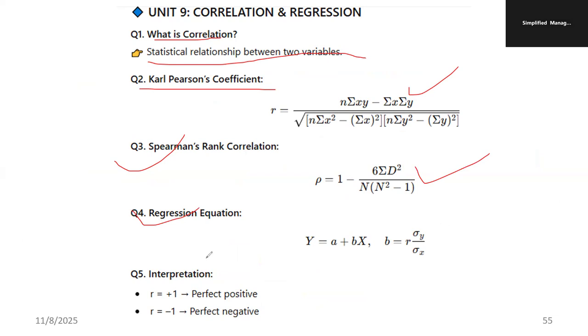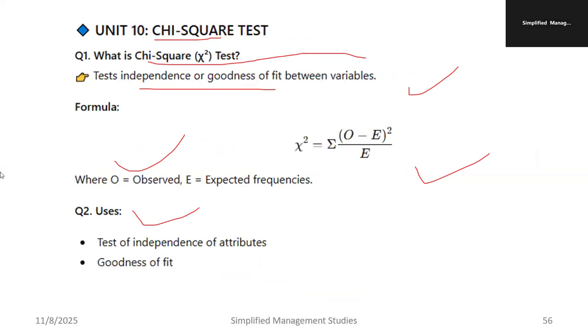Then interpretation: gamma is equal to plus 1, it's a perfect positive. Gamma is equal to minus 1, perfect negative. Those points also you can remember.